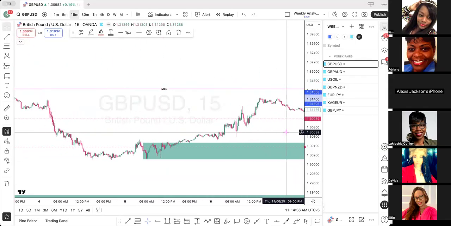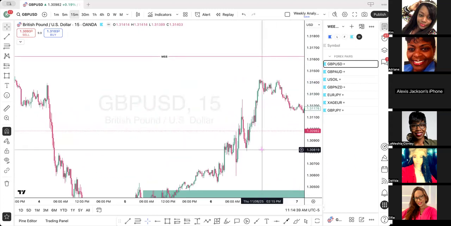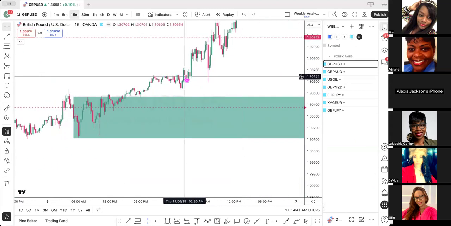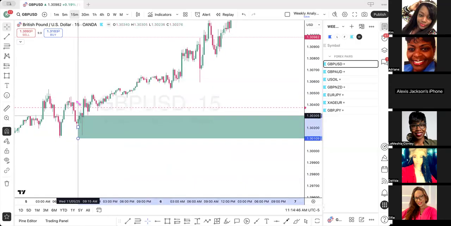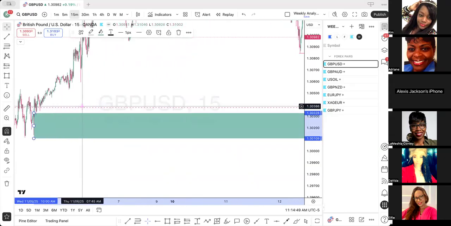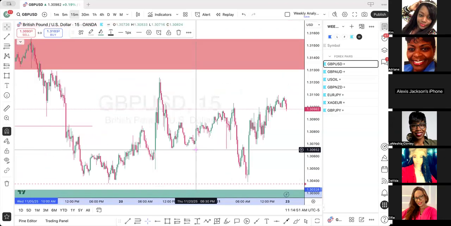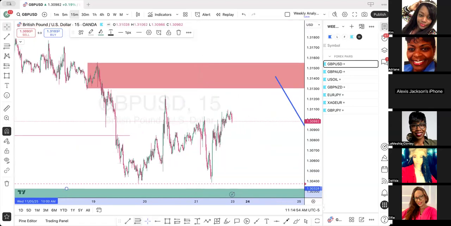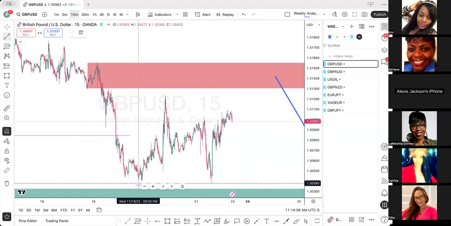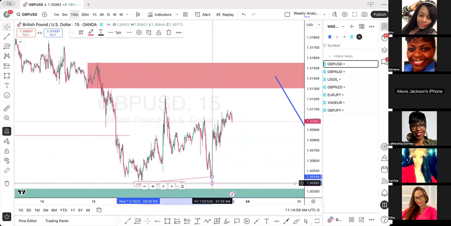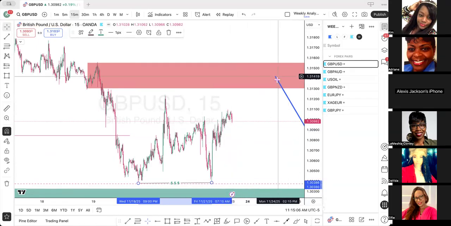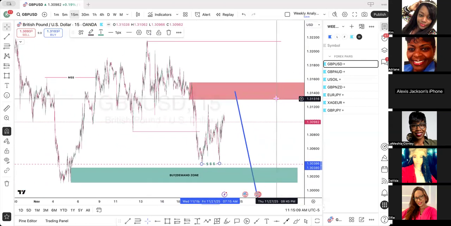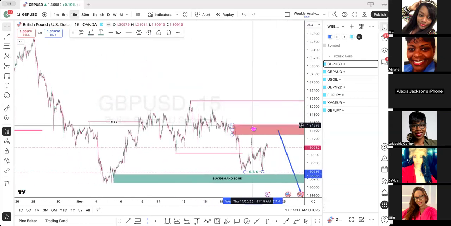And I would be looking for the sell to happen down. And this is the liquidity here. So I would look for price to tap into the zone and then possibly start buying back up, or it could continue selling.